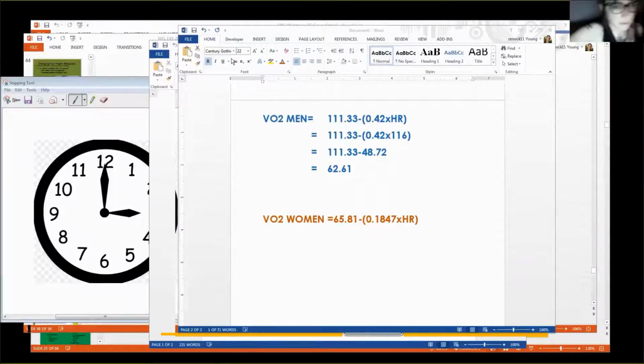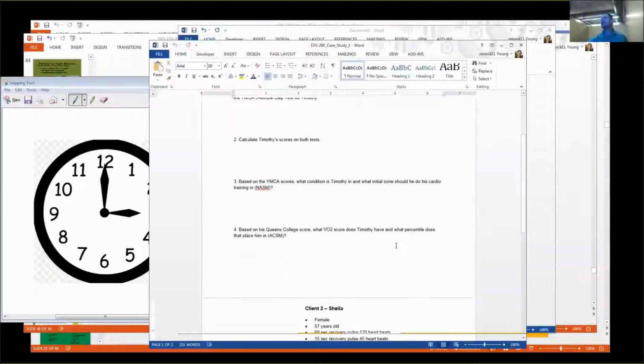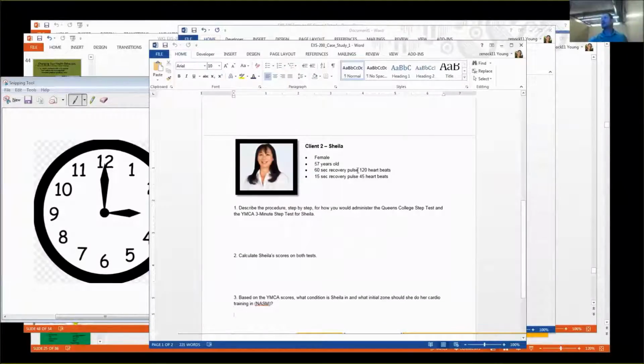So for Sheila, we would use the 180 for that formula. She had a 15-second recovery pulse of 45 beats. So we multiply that by 4, and that gives us 180. So you're correct.